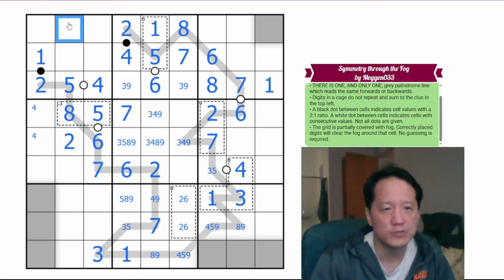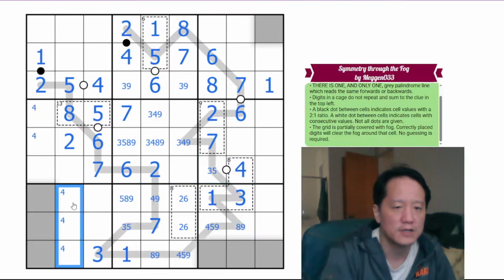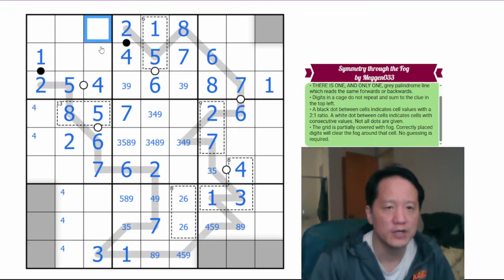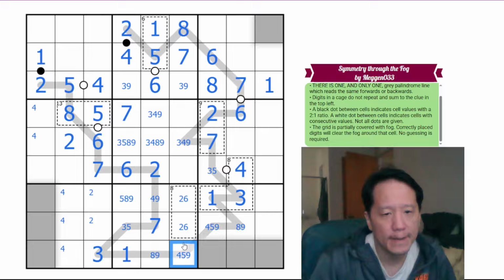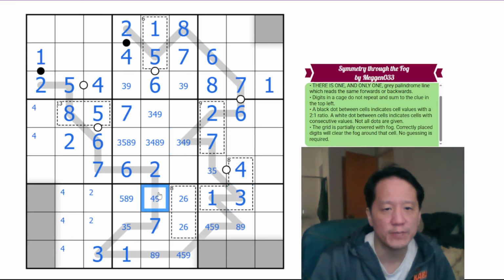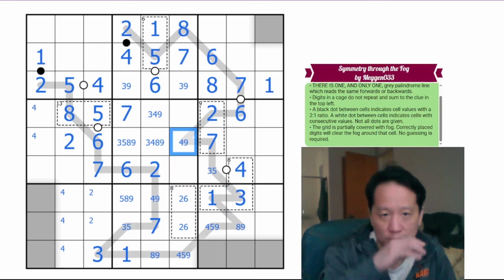Where's 4 in column 2 then? Cannot be any of these because of 4 in the box and 4 in the row, so it has to be one of these 3. 2 in column 3 cannot be here because of 2's in the boxes. Can't be here because that's filled, so one of these is 2. This can't be 3 because it must match that, so this is 4 or 9.